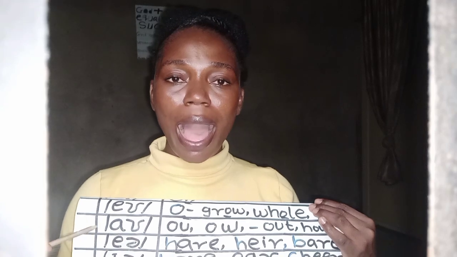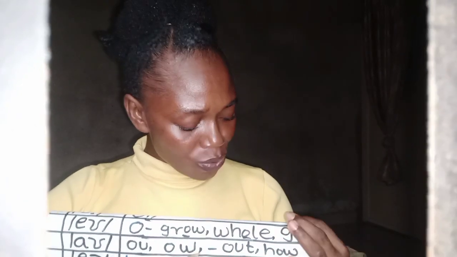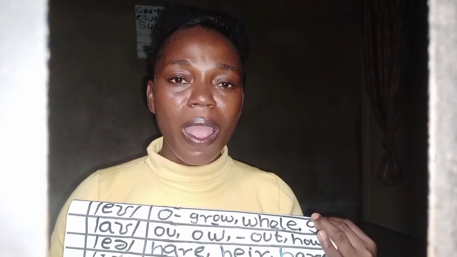Ow. So we can find this sound with words spelled with OU. Example is out. We can also have this sound with OW, and then we say how. There are so many examples. So I'm just giving you a guide to help you identify the rest. Okay, now the next one here is air. We have it in words like hair, bear.